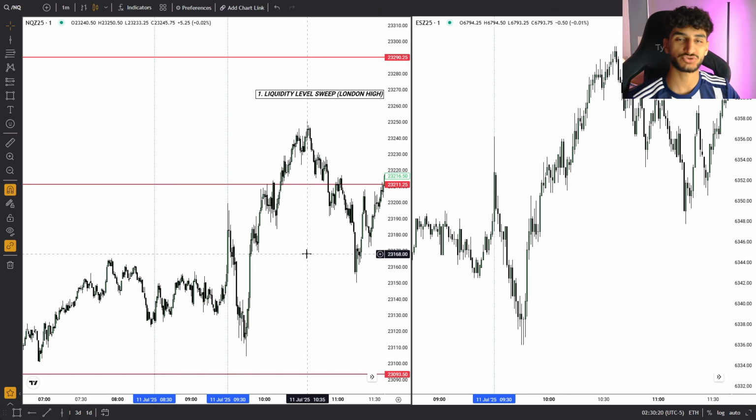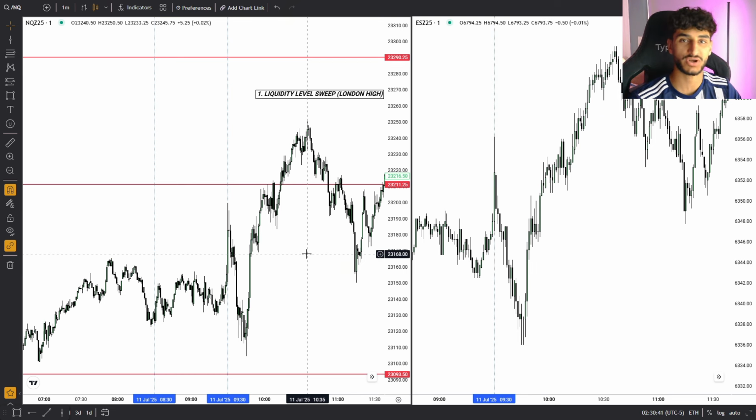So before every single trade, I want to see a buy side or a sell side liquidity level getting swept. Preferably, I want to see a previous session high or previous session low getting swept, such as Asia highs or Asia lows, or previous day high, previous day low, or even London highs or London lows. Now, it's very crucial to have one of these previous session liquidity levels getting swept in order to have a high probability trade.